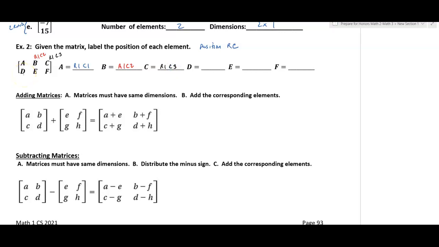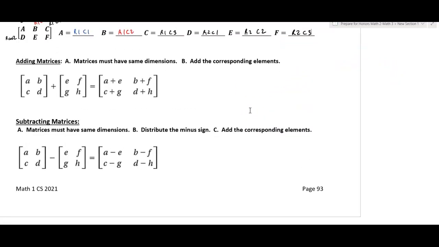Letter D. Okay, now we've moved. This is row 2 now, and this is column 1. So D is in row 2, column 1. E would be again row 2, but now it switched to column 2. And F would be row 2, column 3. That's going to come to be very important down the road.